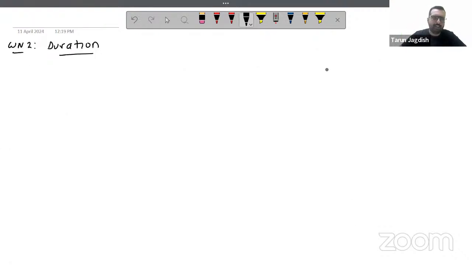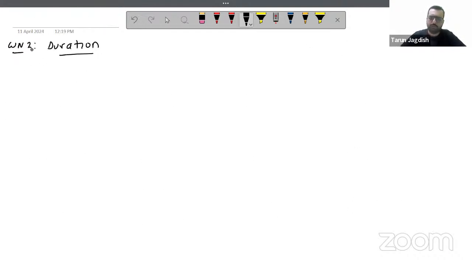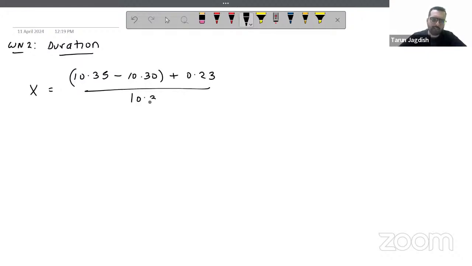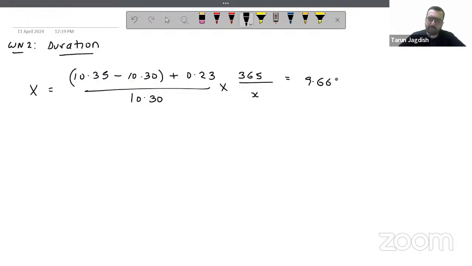So friends, for the duration purpose, how will we find out the duration? I'll do it for the first one, that is mutual fund X. Formula will be NAV1, that is 10.35, minus NAV0, that is 10.3, plus D1, which is 0.23, divided by NAV0, into 365 divided by whatever is the actual number of days. This will give you the answer as 9.66%.